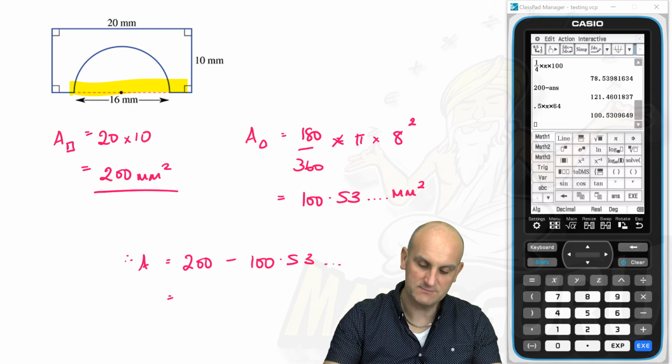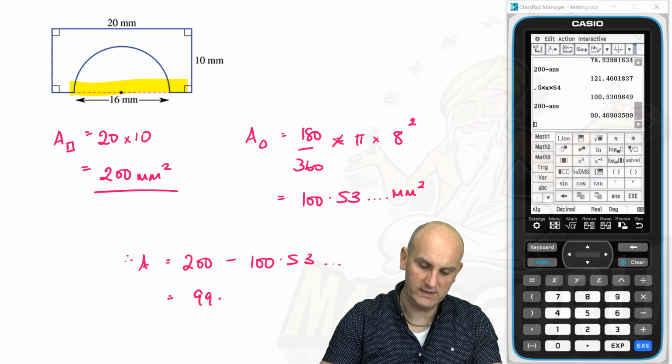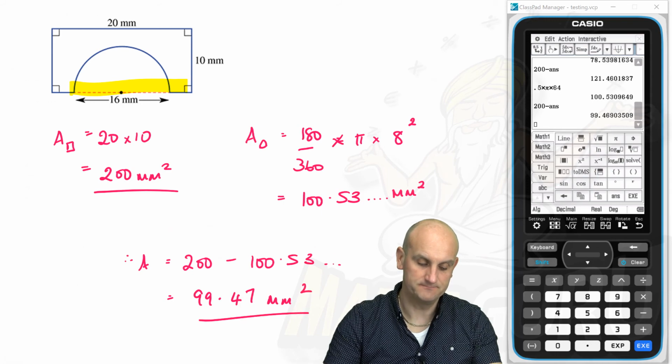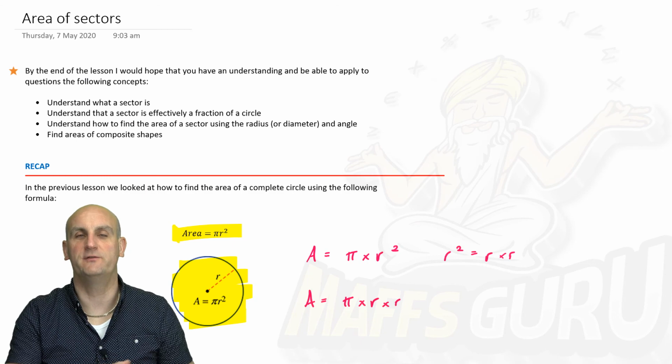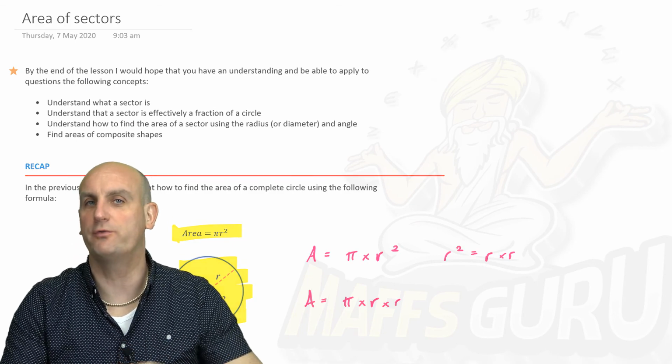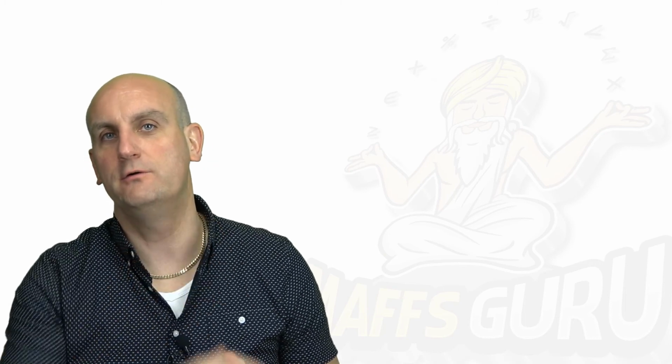And so therefore the area I'm looking for is going to be 200 minus 100.53, and let my calculator do all the hard work. 200 minus my previous answer. Hit enter, gives me 99.47 millimeters squared. And there we go, ladies and gentlemen, we are done with areas of sectors. Thank you so much for watching. Hopefully it was useful. We've gone through the formula, we've done some examples, and you are now a guru too.